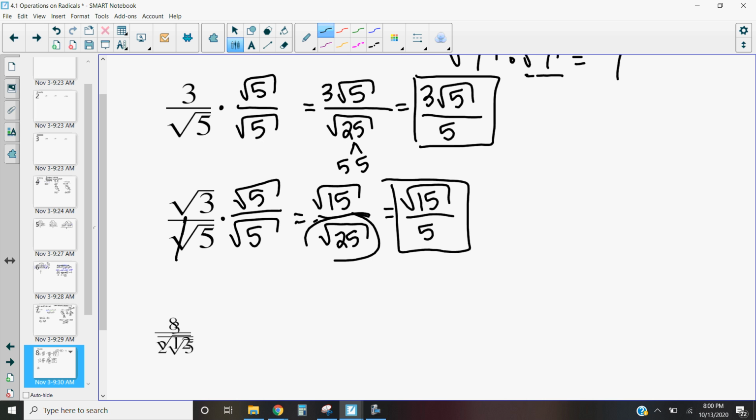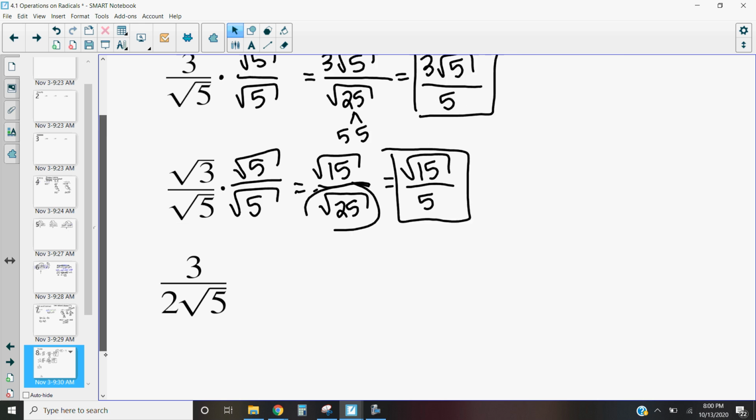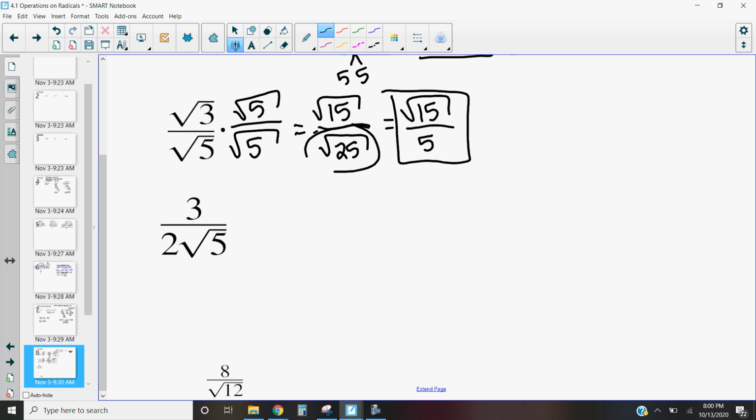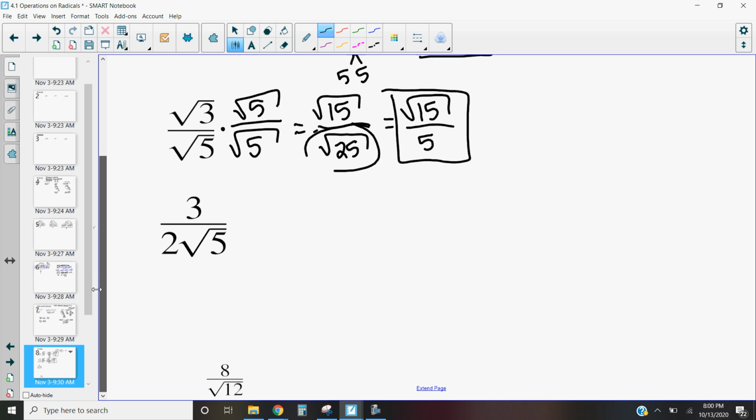Now, let's take a look at another example here. Okay, so let's take a look at this one right here. So this one is 3 over 2 root 5. Now that one's a little bit of a different story. Up here, we just multiplied by the same thing that our denominator was. But in this case, we need to multiply by something that just gets rid of this root 5. So what we're going to multiply by is actually whatever just the radical part is. Even though we have 2 root 5, all I need to multiply it by is root 5.